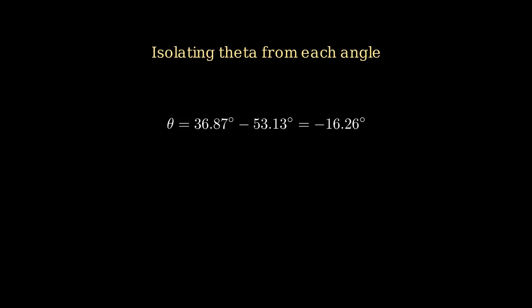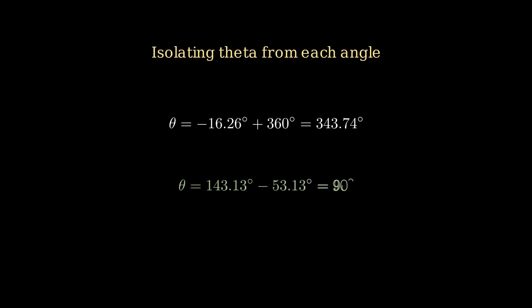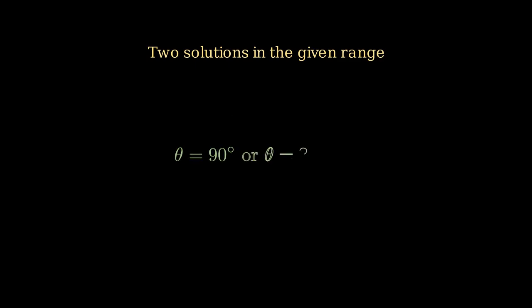From 36.87 degrees, we get theta equals negative 16.26 degrees, and adding 360 degrees to bring it into range gives theta equals 343.74 degrees. From 143.13 degrees, we get theta equals 90 degrees exactly. So within our range, the two solutions are theta equals 90 degrees and theta equals 343.74 degrees. Notice how much easier that was than juggling two separate trig terms.